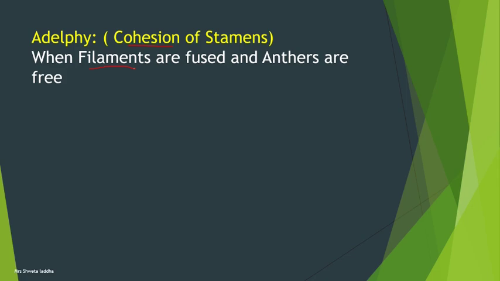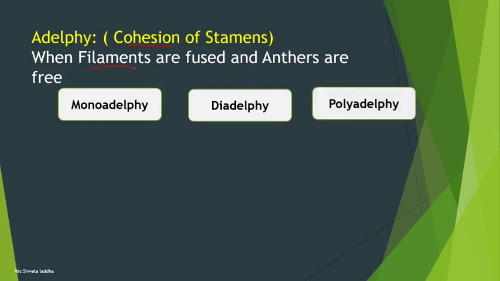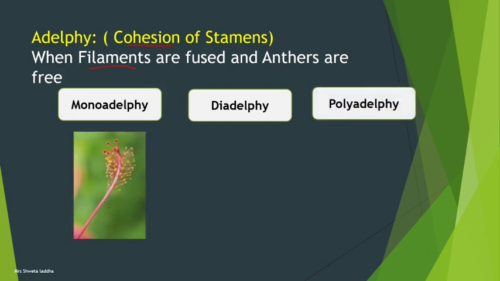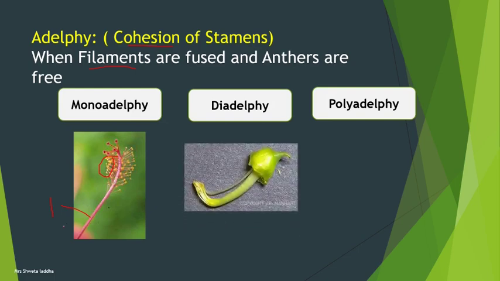Let us see with the help of examples. There are three types of adelphy: monoadelphy, diadelphy, and polyadelphy. In monoadelphy, you can see in the hibiscus flower there are many stamens, so these will have many filaments. The filaments of all these stamens are fused together to form one staminal tube, and the anthers are free. Such a condition is called monoadelphy. Number of filaments of number of stamens joined together to form one staminal tube, anthers free. Example: hibiscus, China rose.